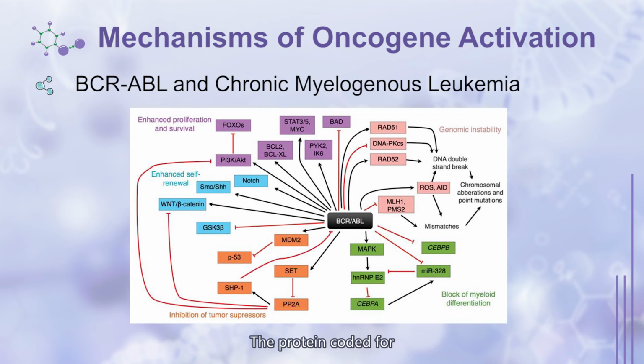The protein coded for by the abnormal BCR-ABL1 fusion gene is a type of enzyme called a tyrosine kinase. That enzyme is responsible for the uncontrolled growth of leukemia cells, including genomic instability, block of myeloid differentiation, inhibition of tumor suppressors, and enhanced proliferation. When large numbers of abnormal leukemia cells start to crowd out the normal blood cell processes in the bone marrow, signs and symptoms of leukemia start to emerge.